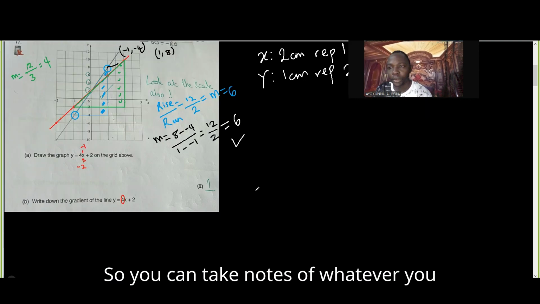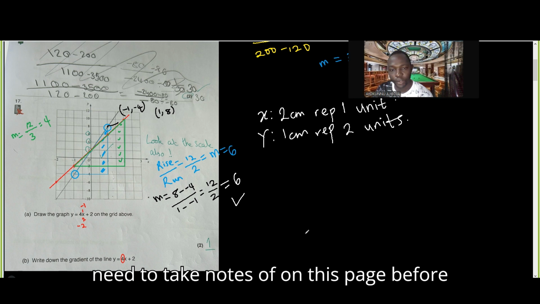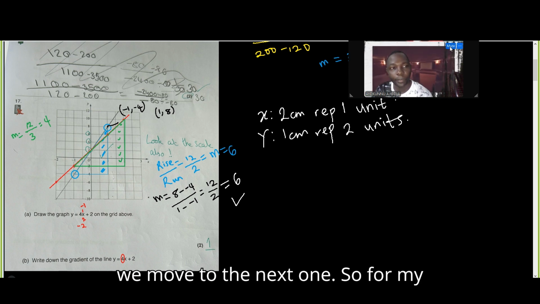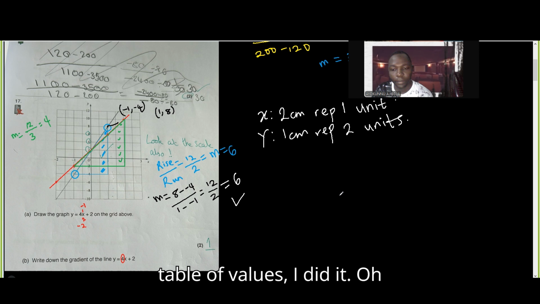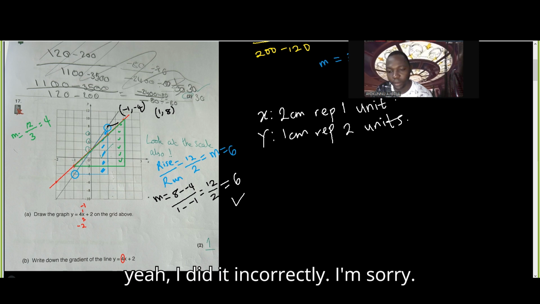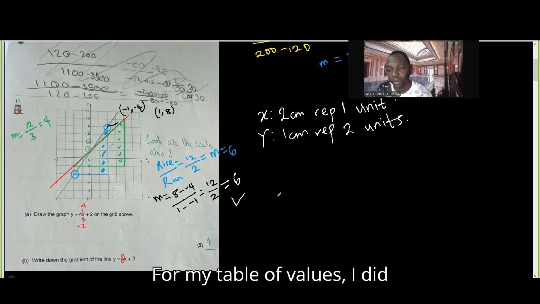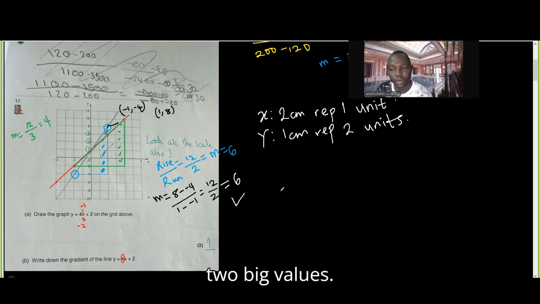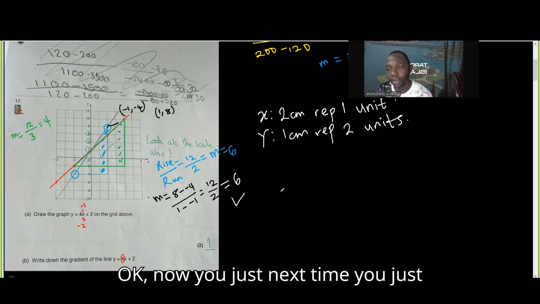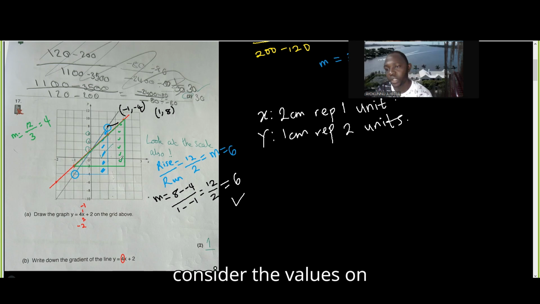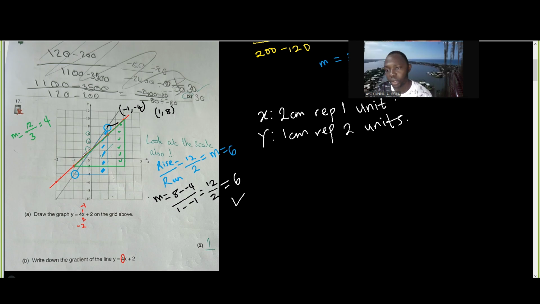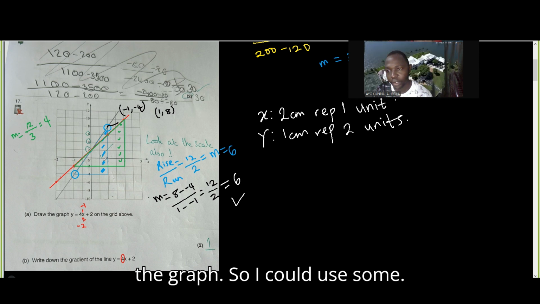So you can take note of whatever you need to take note of on this page before we move to the next one. For my table of values, I did it incorrectly. Sorry. For my table of values, I did two very big values. Okay. Next time you just consider the values on the coordinate grid.